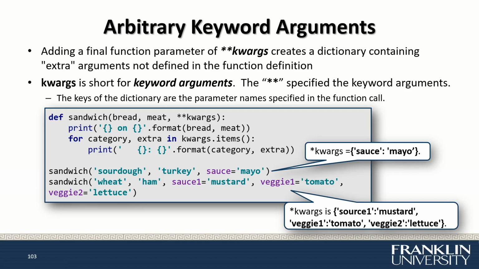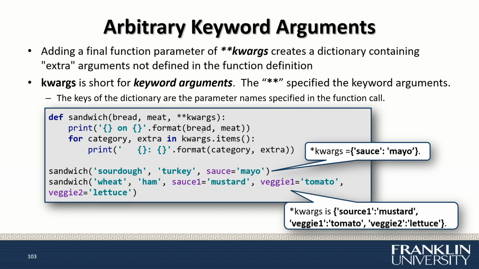And finally, you can also have the arbitrary keyword argument. In this case, I have 2 asterisks, star star kwargs. kw stands for keyword argument. Again, the double asterisk specifies the keyword argument, and the convention we use is kwargs. The keyword argument creates a dictionary containing the arguments as name-value pairs.